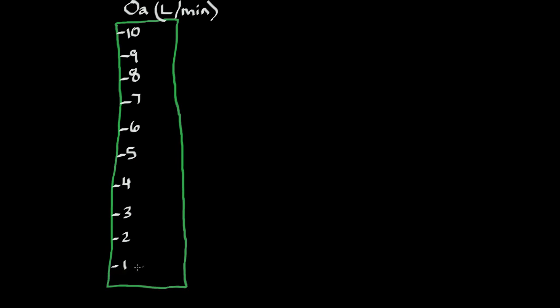And when we adjust our flow meter to 1 liter per minute, we know that we're providing 100% FiO2. As a matter of fact, even if our flow meter is adjusted to 5 liters per minute, we're still administering 100% FiO2.